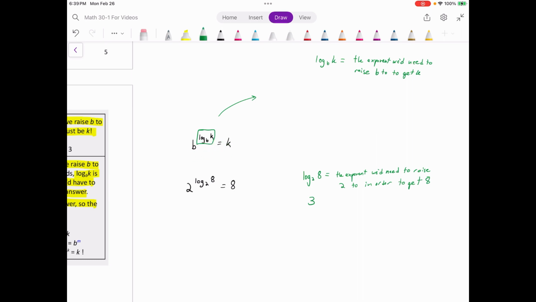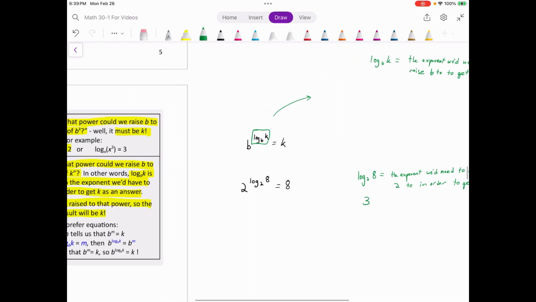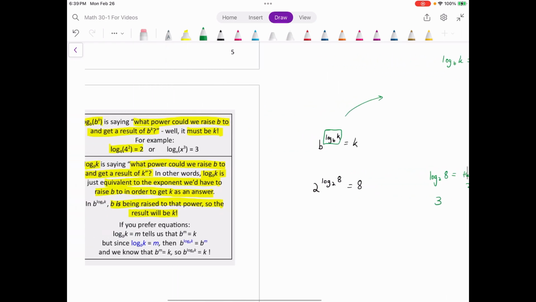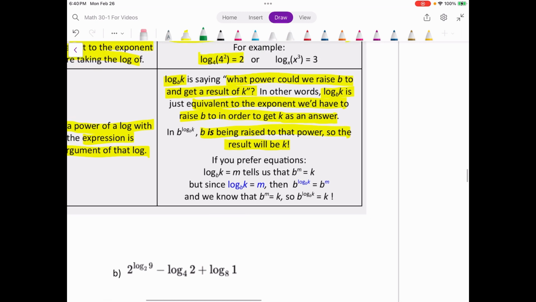I know that's probably the least intuitive of the bunch, but hopefully once we break it down like that, we can kind of see, right? Just an equation version here.